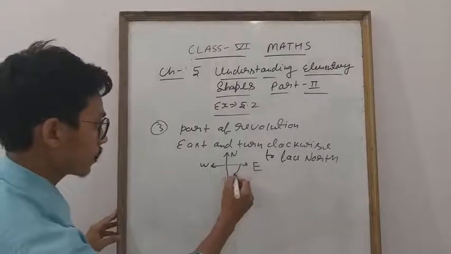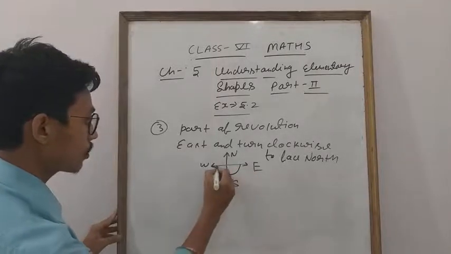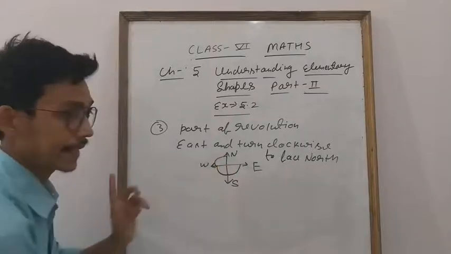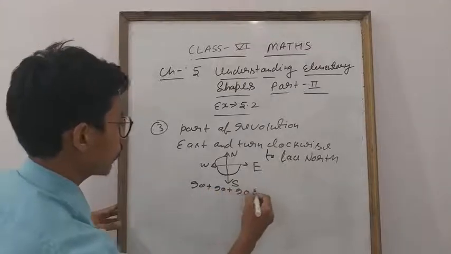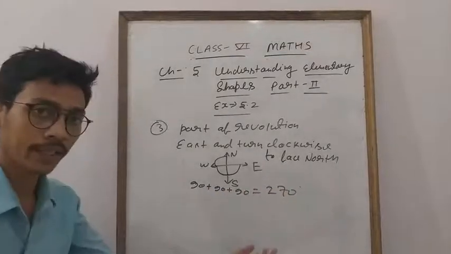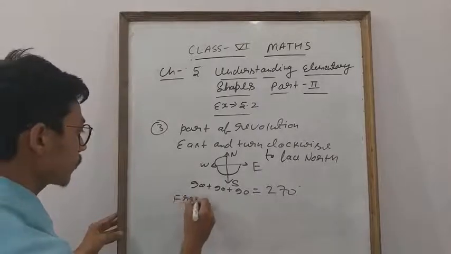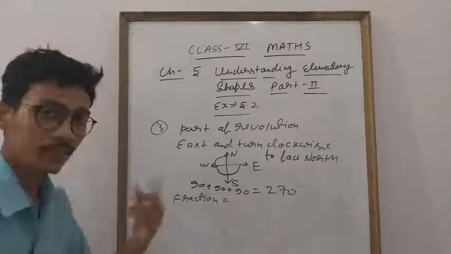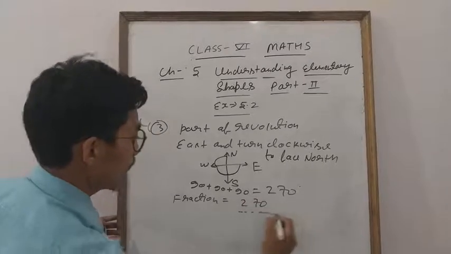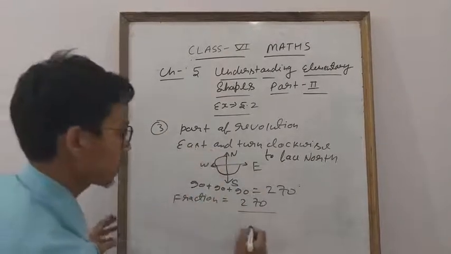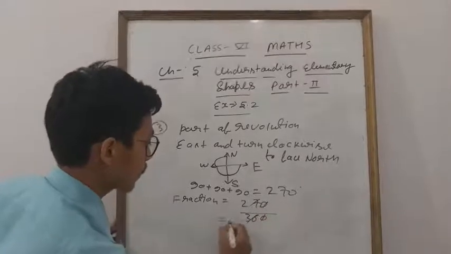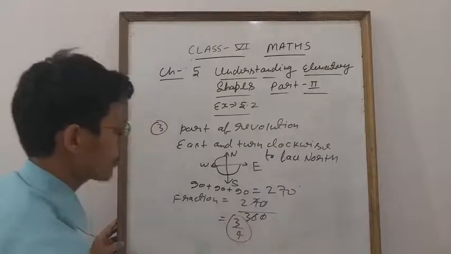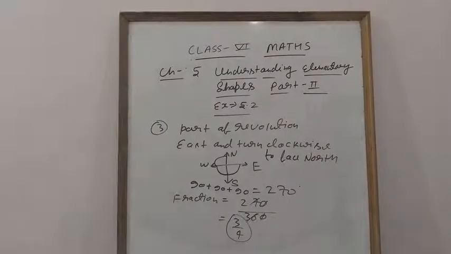East to south is 90 degrees, south to west 90 degrees, west to north 90 degrees. It means 3 times 90 degrees, that is 90 plus 90 plus 90. It will come 270. Now you have to find out the fraction, student. Fraction means 270 you will write in the numerator, and the denominator means the whole revolution, which is equal to 360. You write 360. 0 and 0 cancel. Now 9 3s are 27, 9 4s are 36. So what fraction will come, student? 3 upon 4. By this you will find the fraction.